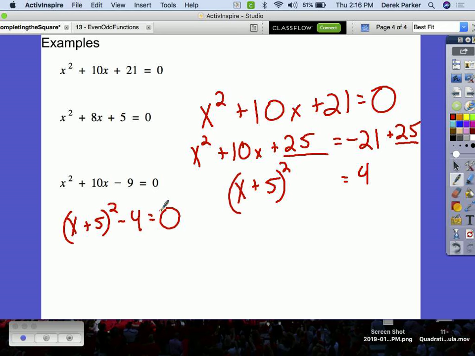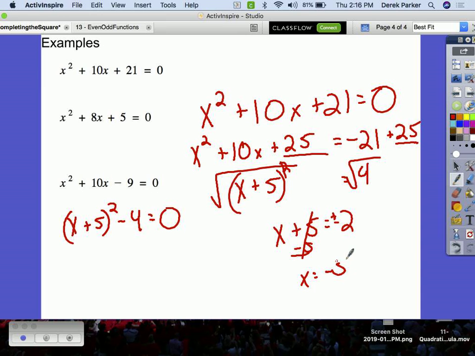Now, (x + 5)². To get rid of the square, I take the square root of both sides. And I now rewrite x + 5 = ±2. Subtract 5 from both sides. -5 ± 2. -5 + 2 is going to be -3. -5 - 2 is -7.